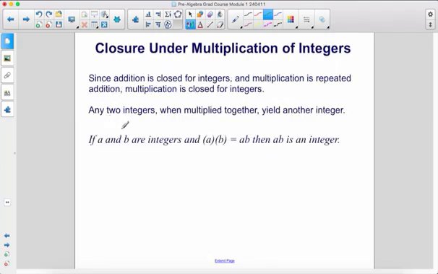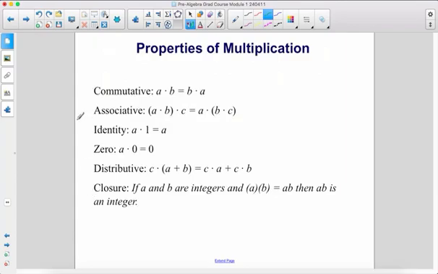Since addition is closed for integers and multiplication is repeated addition, multiplication is closed for integers. Any two integers, when multiplied together, yield another integer. If a and b are integers, then a times b is an integer. Here's a summary of the properties of multiplication.